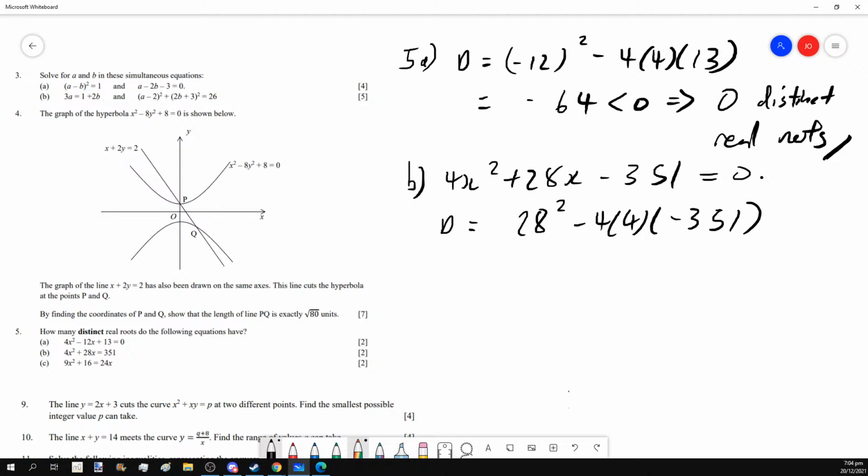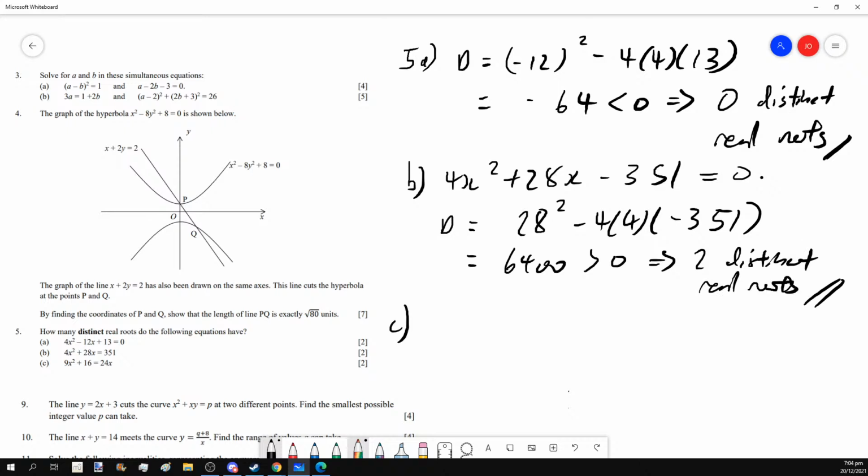Don't forget the negative on the 351. Once you work this out, it will give us 6,400, which is clearly greater than 0, implying that we have 2 distinct real roots.